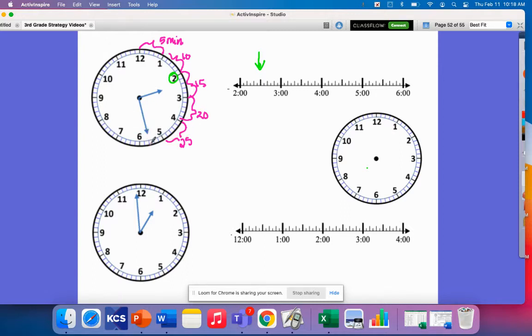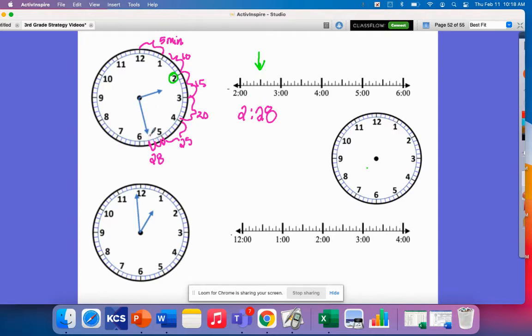Now, this looks like it's about right here. So now I can count. I can't count by 5s anymore, but I'm going to count just by minutes. So that would be 26, 27, 28. So this would be 28 minutes past 2 o'clock. So that would be 2:28. So it's almost right here, close to 2:30.